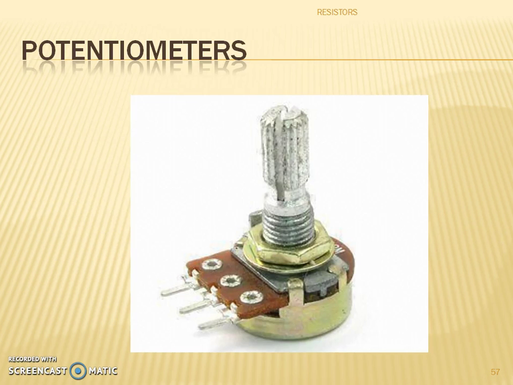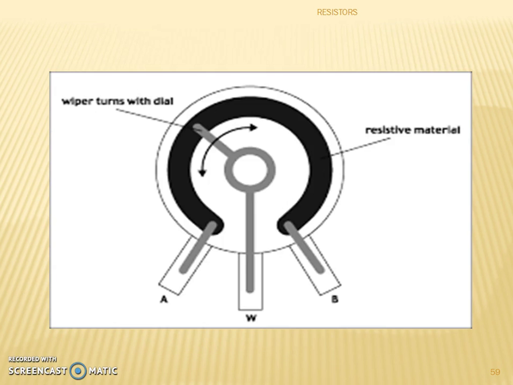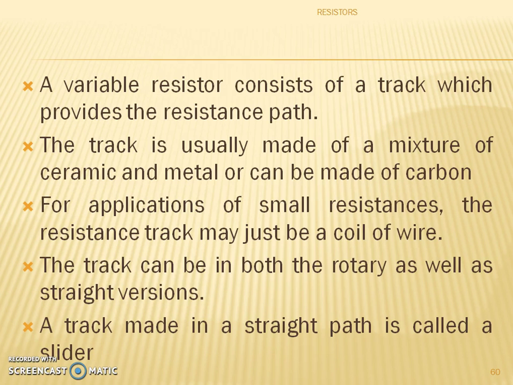The potentiometer: here is a picture of a potentiometer. We have what's happening inside. There are 3 connections: the slider, the curving track, the control shaft is shown, the sliding contact, and the rotation which is possible. This is a representation with wiper turns with the dial and the resistive material.